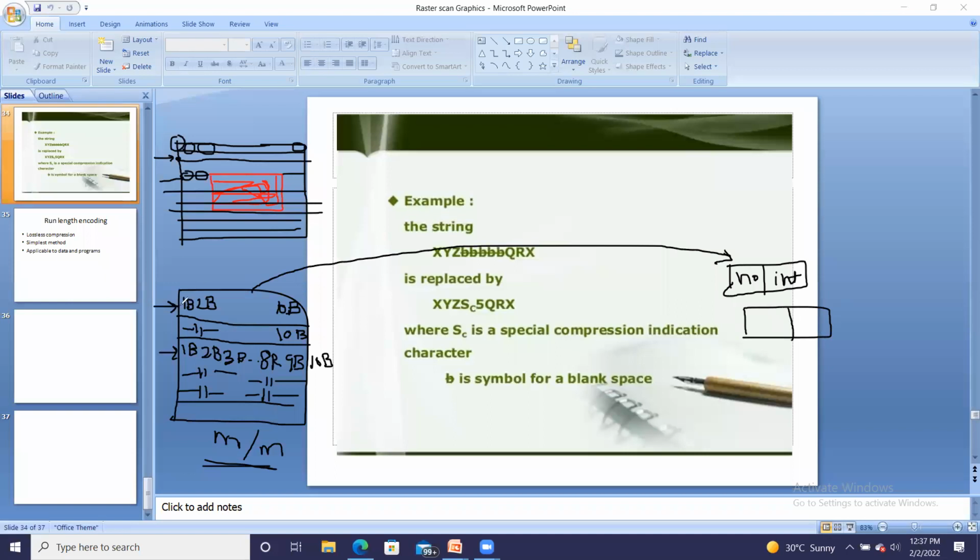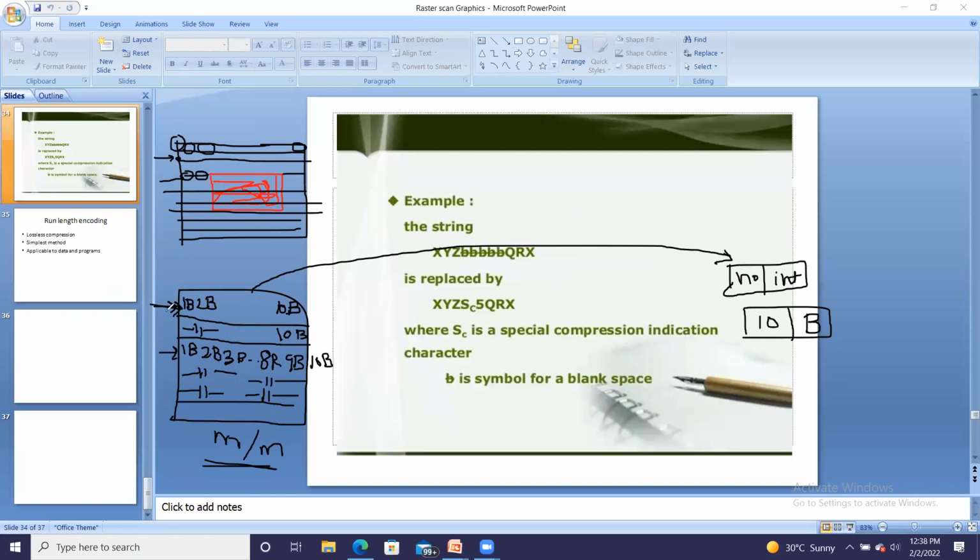So I will say, for this first scan line, how many pixels are there with background intensity? Total 10 pixels are there. So the number is 10 and the intensity is background intensity. So I will store it this way, instead of storing it in the earlier manner.